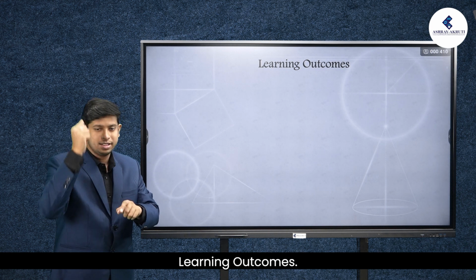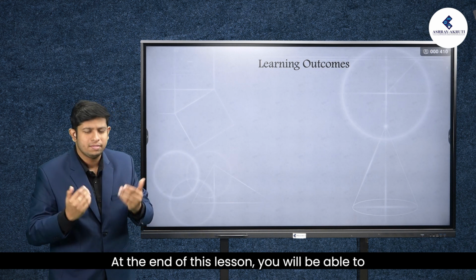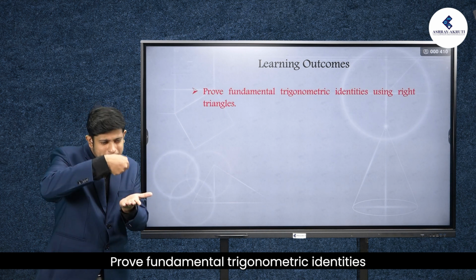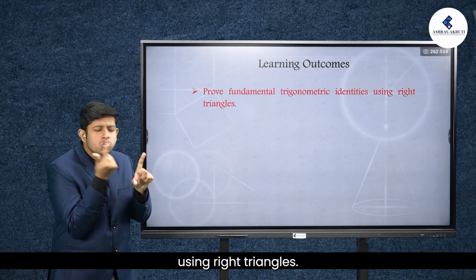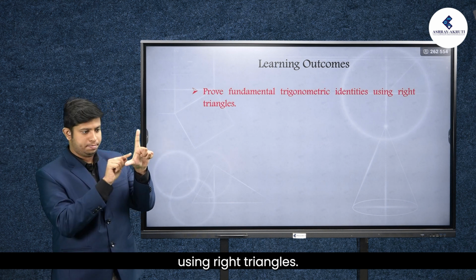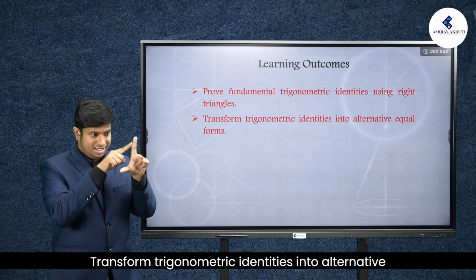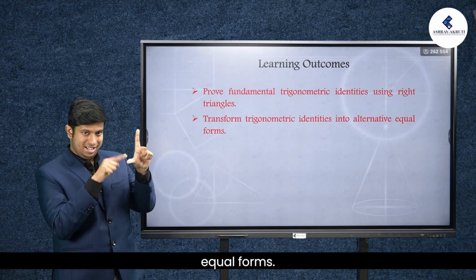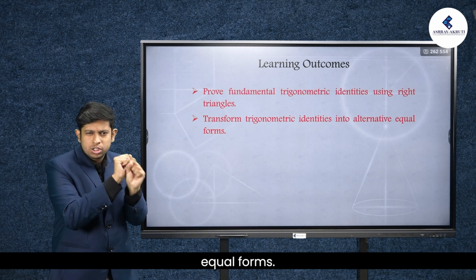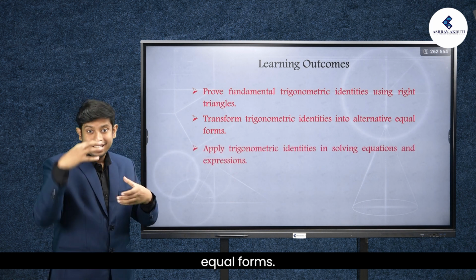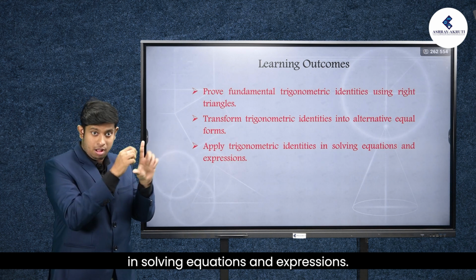Learning outcomes. At the end of this lesson, you will be able to prove fundamental trigonometric identities using right triangles, transform trigonometric identities into alternative equal forms, apply trigonometric identities in solving equations and expressions.